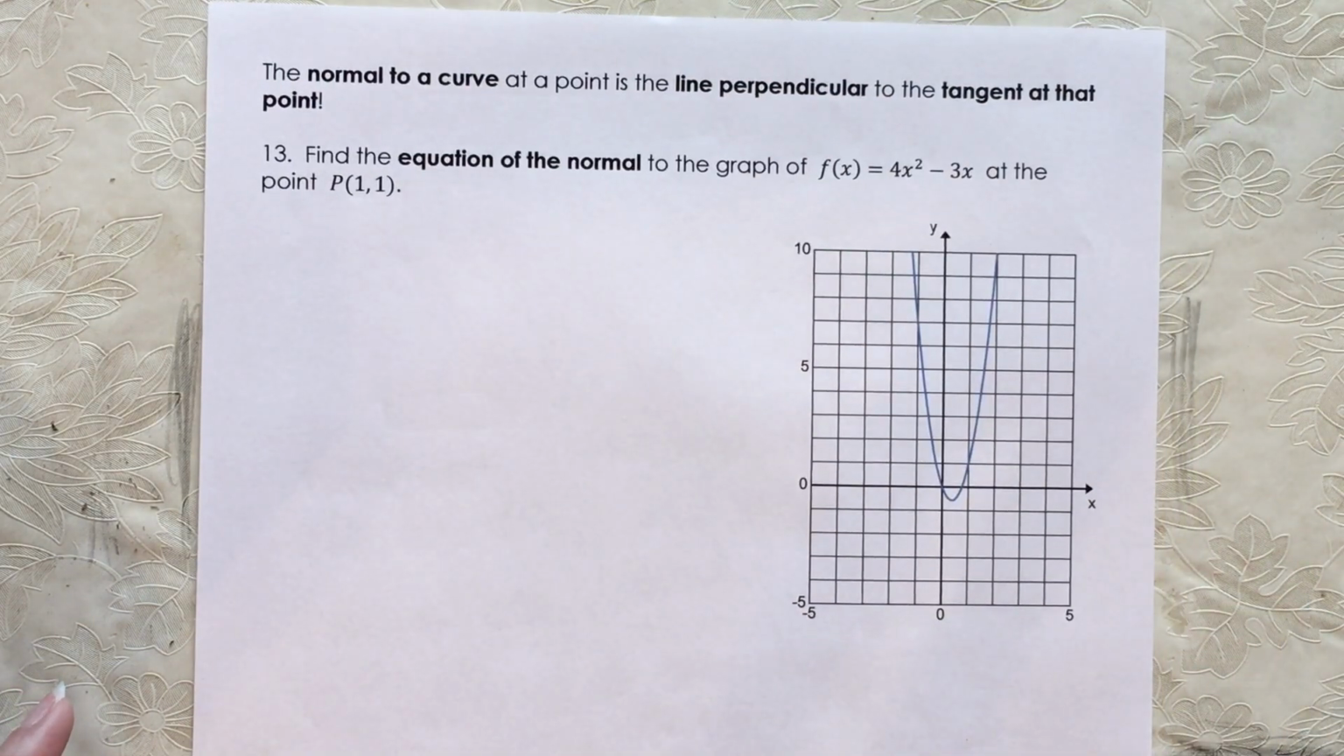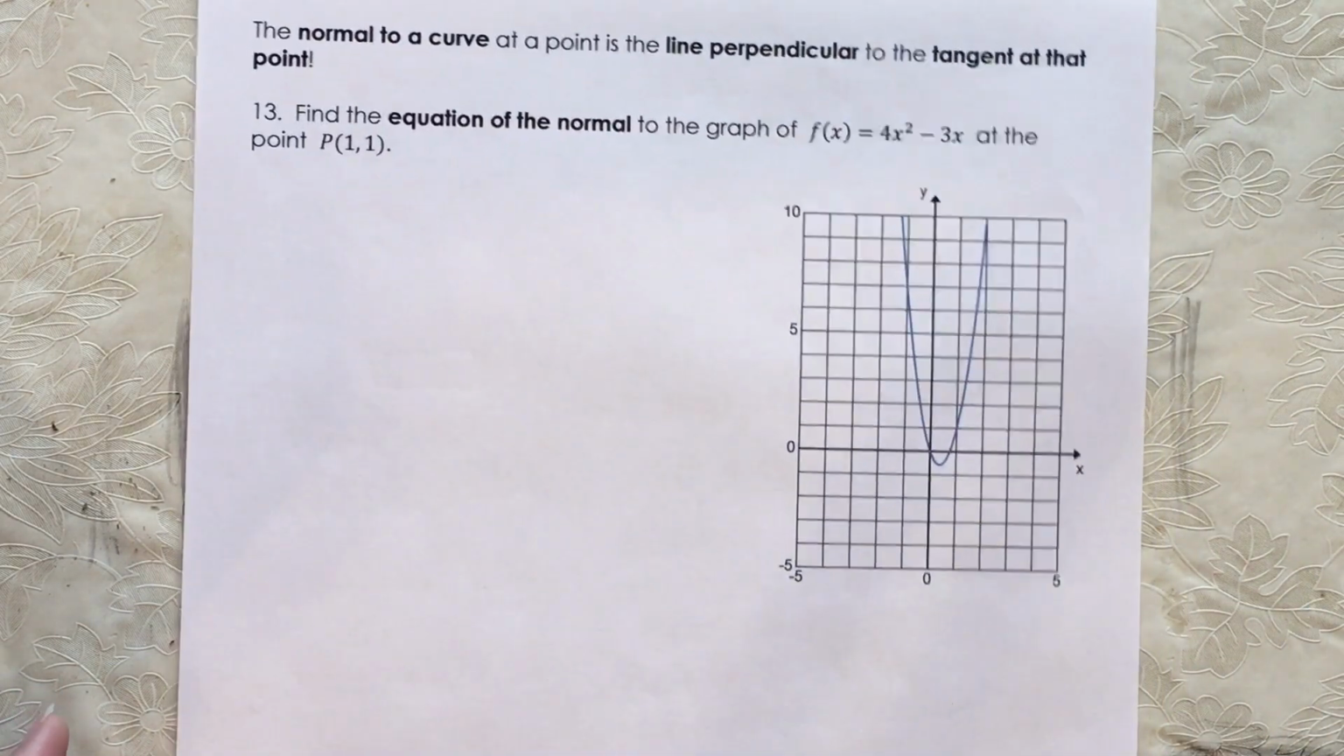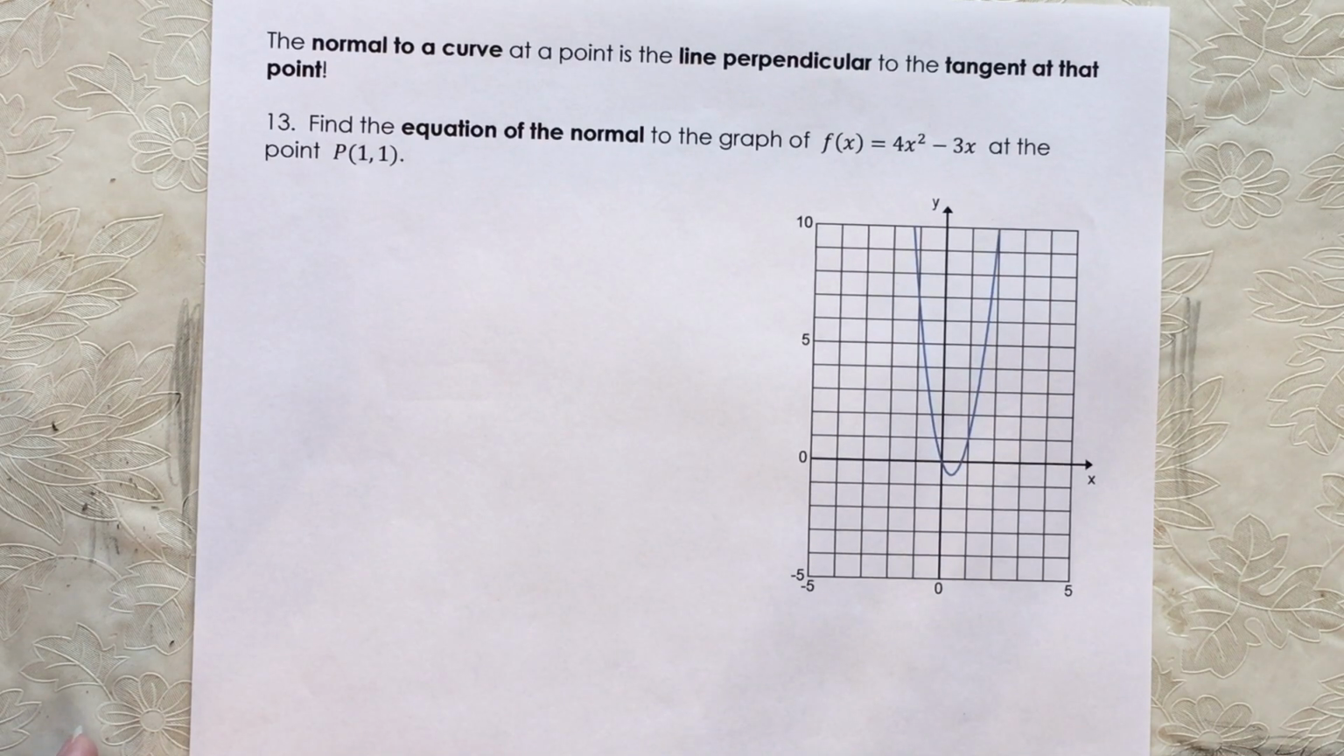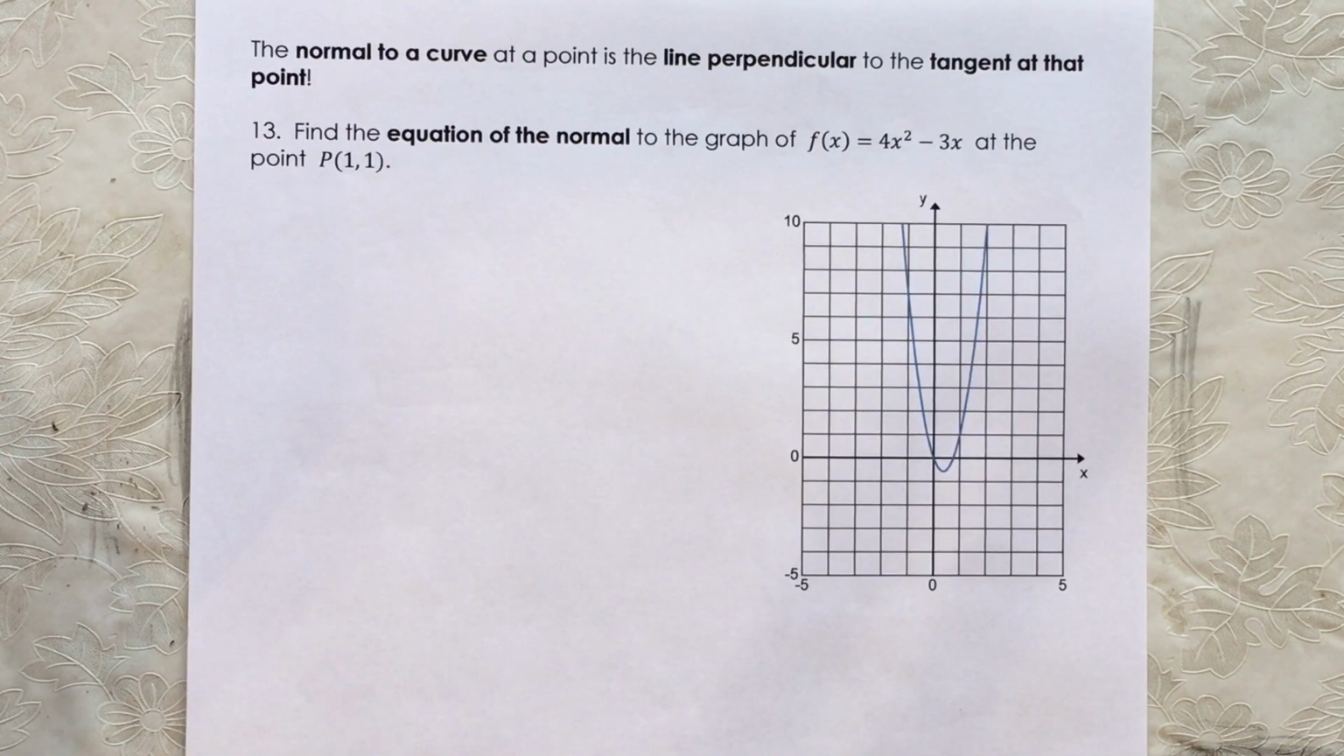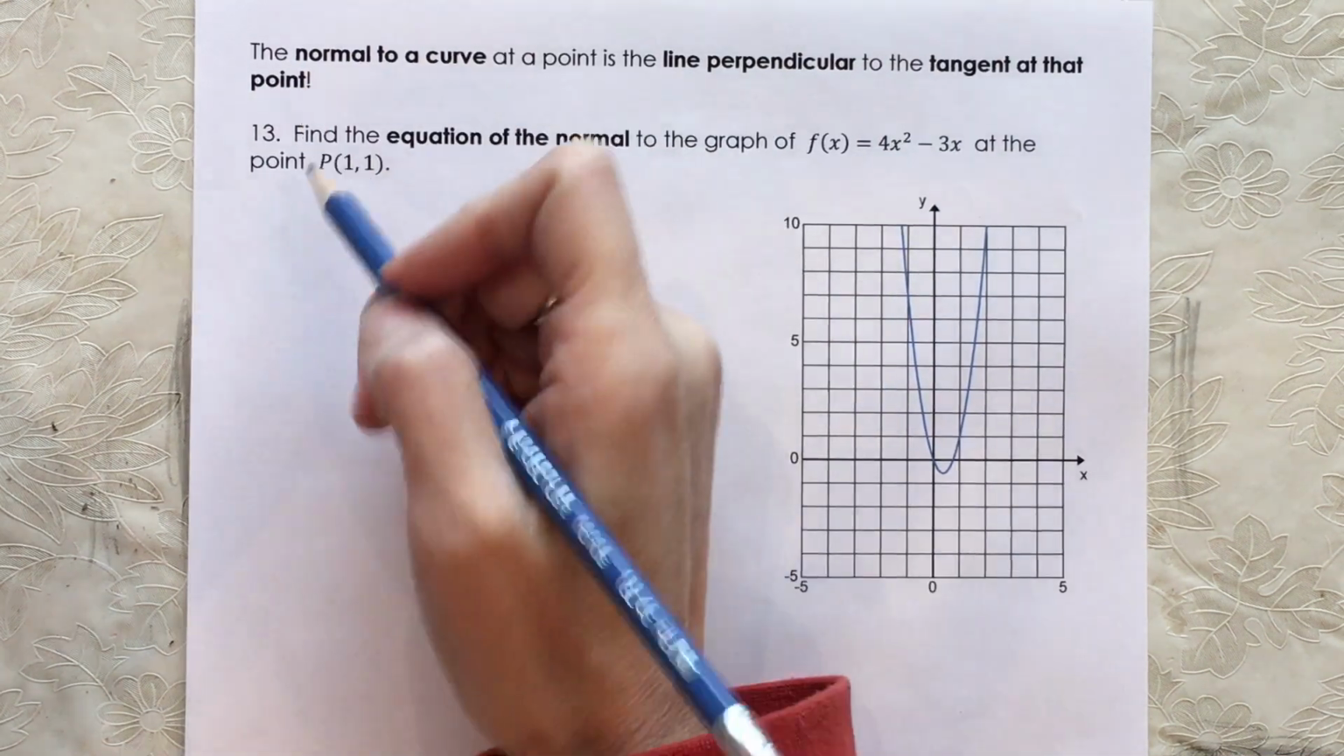All right, so first of all, we're talking about the normal to a curve. You should know that from vectors. So the normal to a curve at a point is the line perpendicular to the tangent at that point. So find the equation of the normal to the graph of f at x equals 4x squared minus 3x at the point 1, 1. So the normal is going to be perpendicular to the tangent. So we should be able to do this.